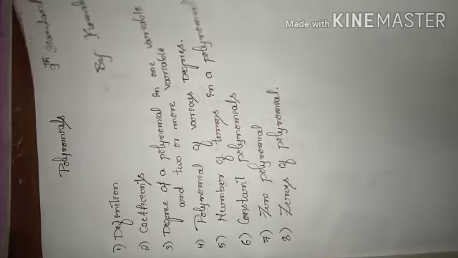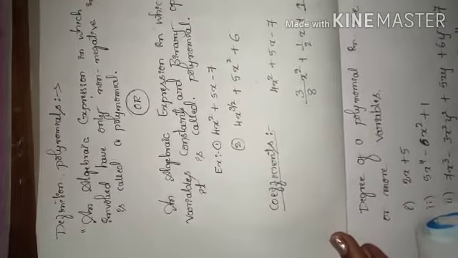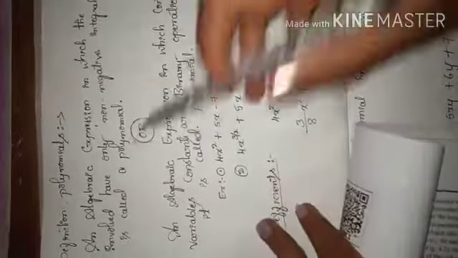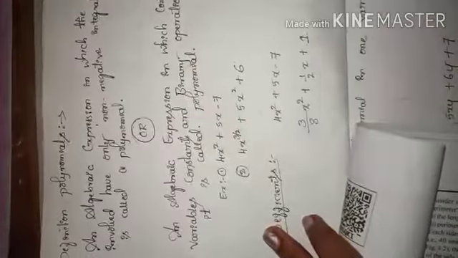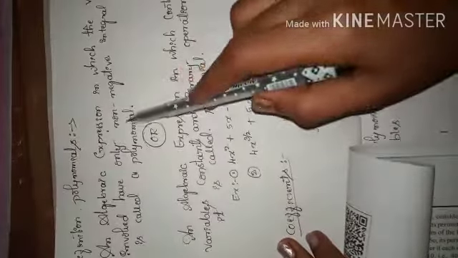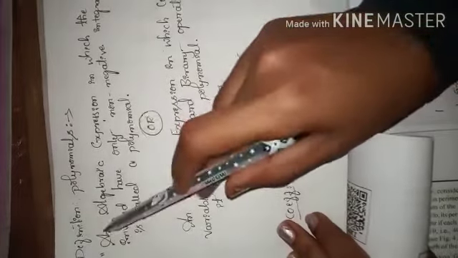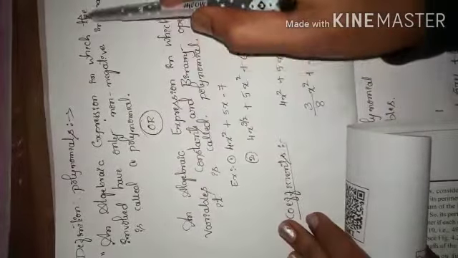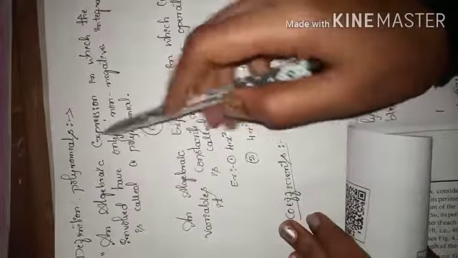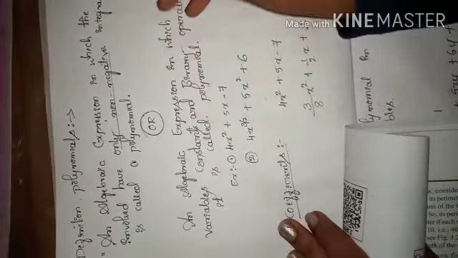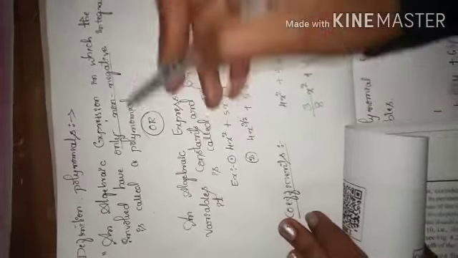So what is meant by polynomials now? You can see here you have a definition for polynomials. A polynomial is an algebraic expression in which the variables involved have only non-negative integral powers. So an algebraic expression in which the variables involved have only non-negative integral powers is called a polynomial. Let us see how the definition holds good for polynomials here.